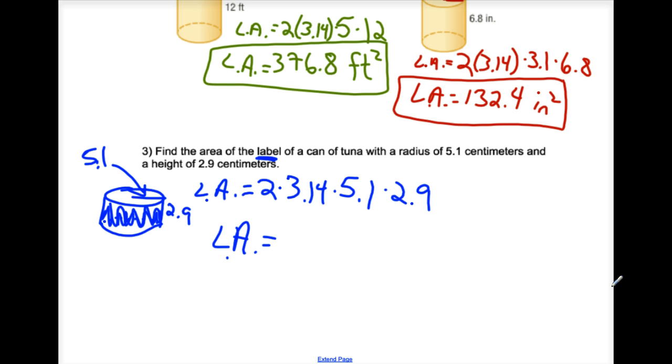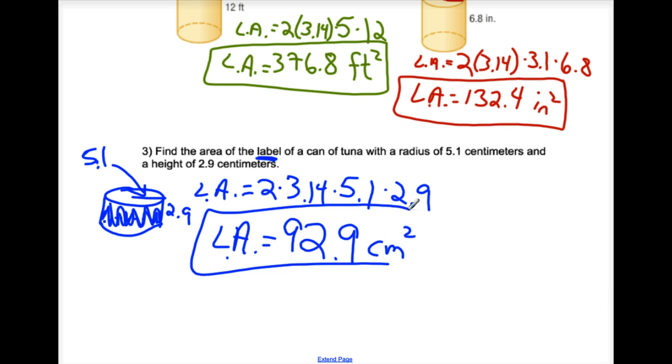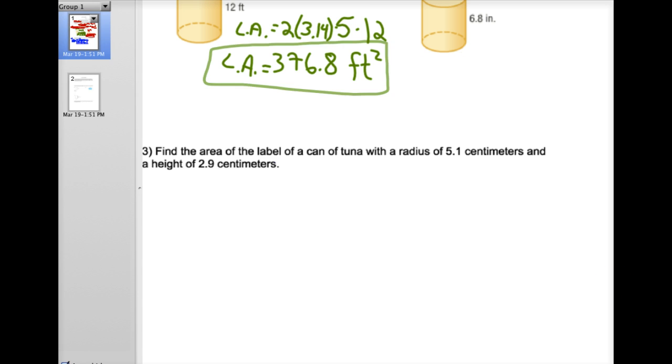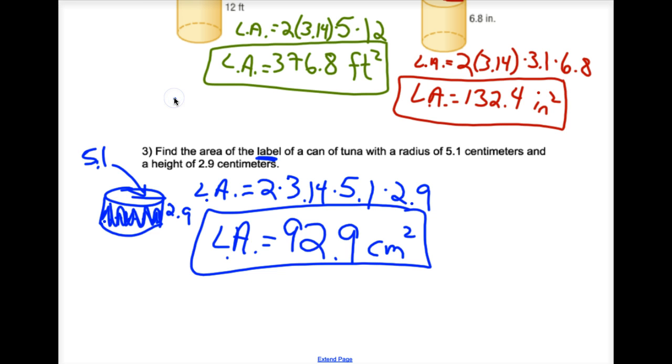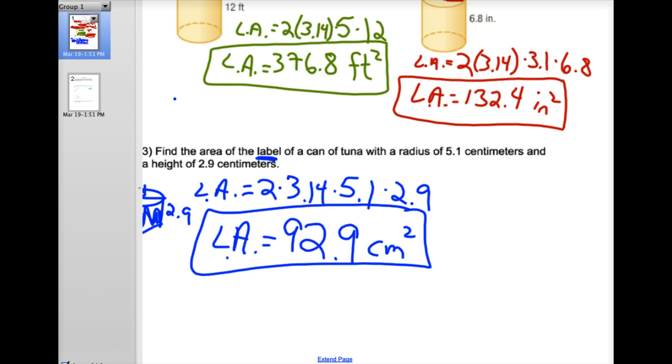Colin, what'd you get? 92.9. Perfect. 92.9 centimeters squared. Is everybody being careful when they round? Okay, one thing I want you guys to work on is short notes today. Alright. Okay, Maeve, you good? Yeah. You sure? Yeah. Alright, jump to the back.